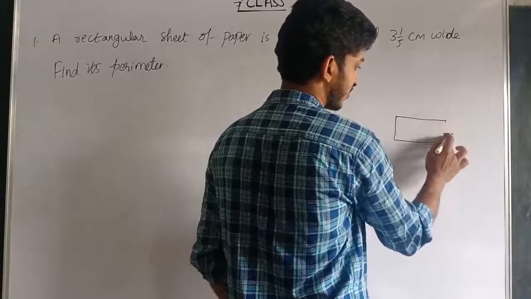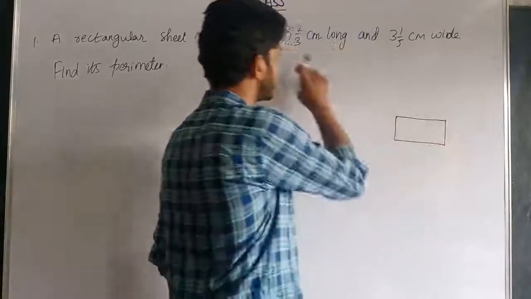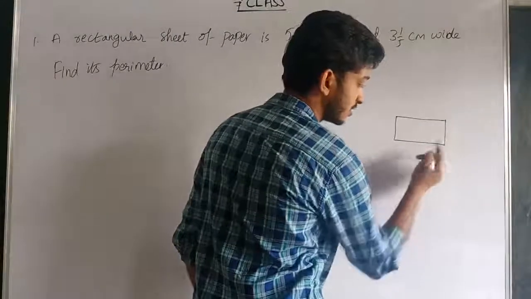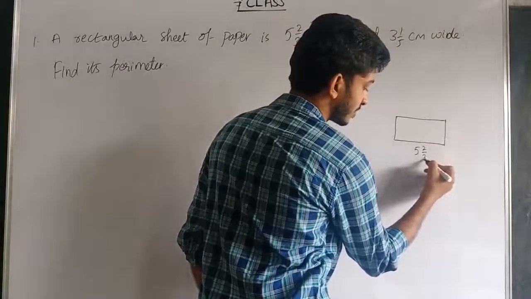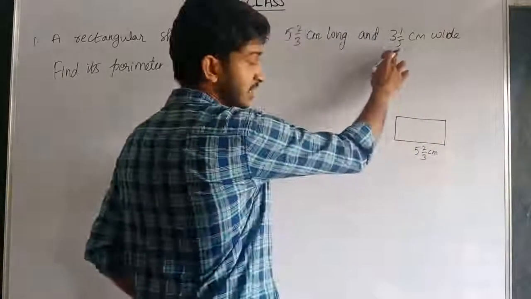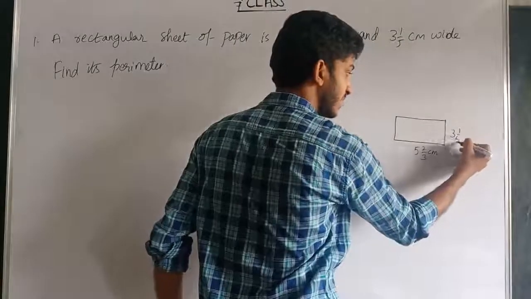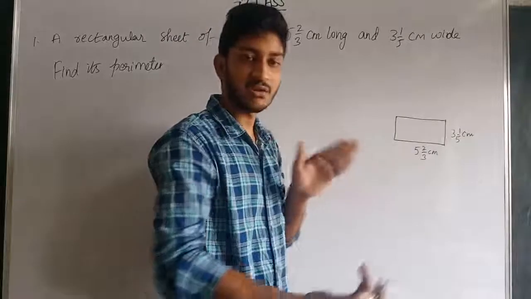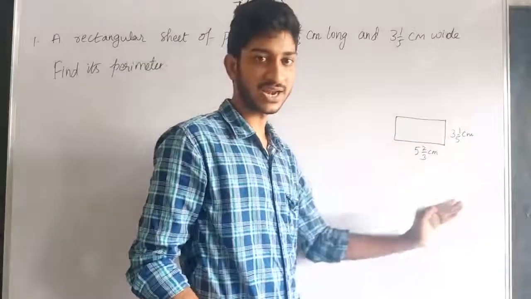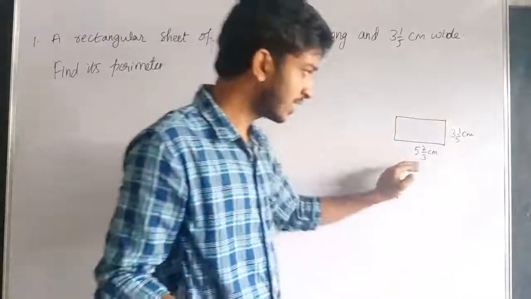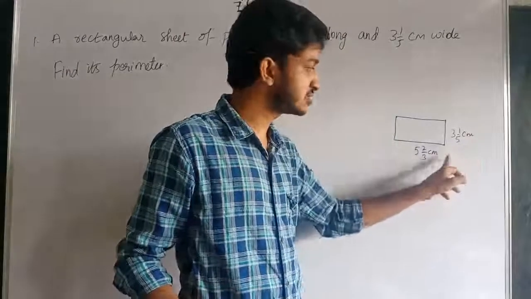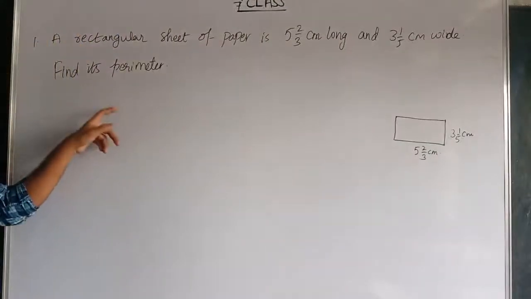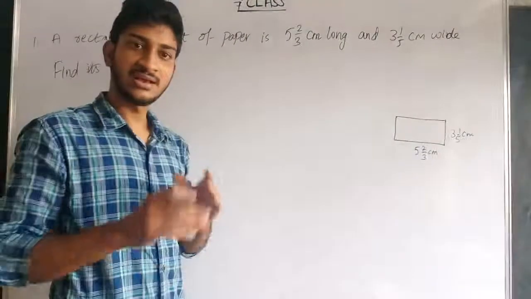This is the shape of the paper, and its length is 5 2/3 centimeters long, and it's 3 1/5 centimeters wide. Wide means here breadth we have to take, long means we have to take the length of the rectangle. So here two measurements are given. By using these, we have to find the perimeter of the rectangular sheet.